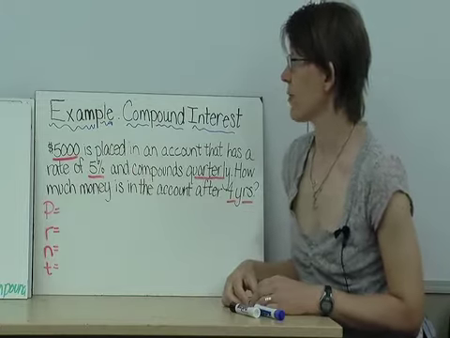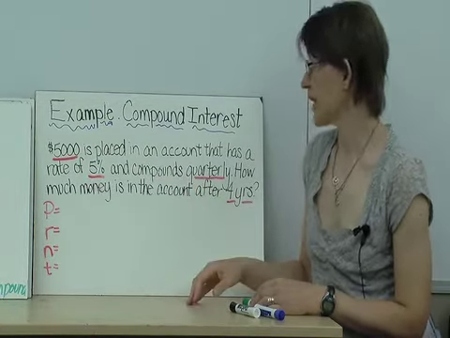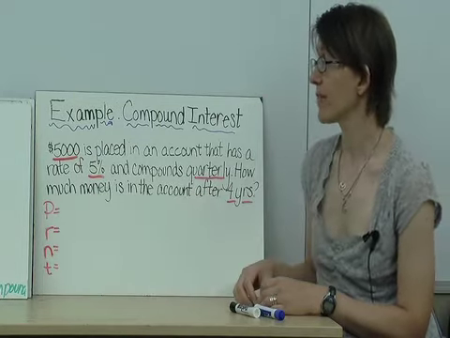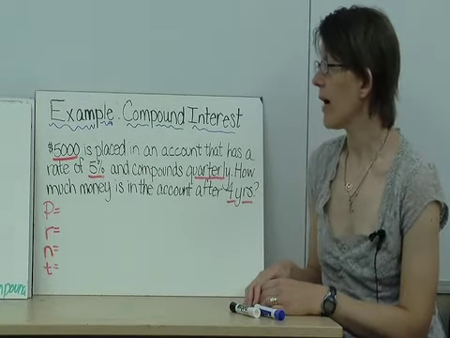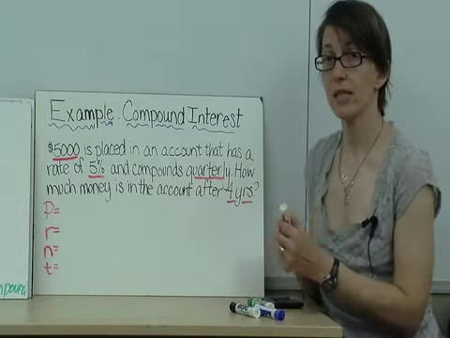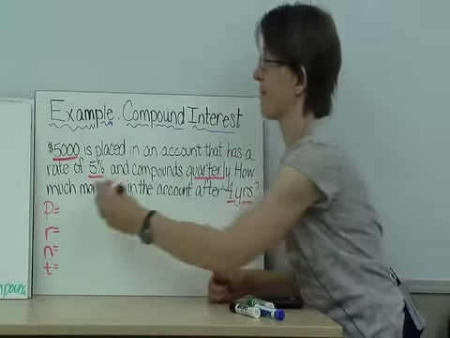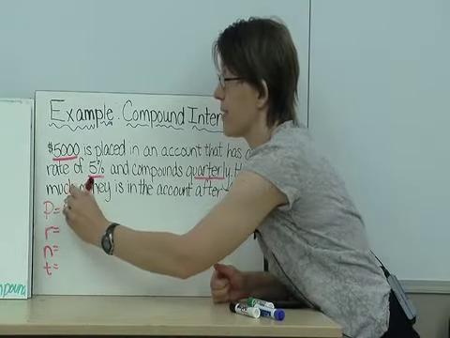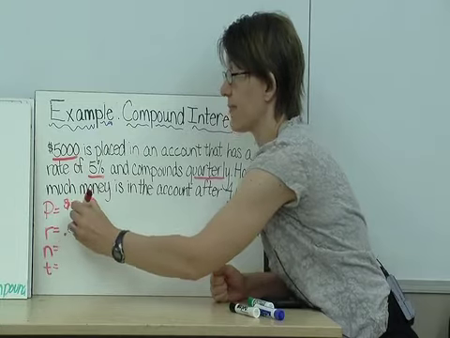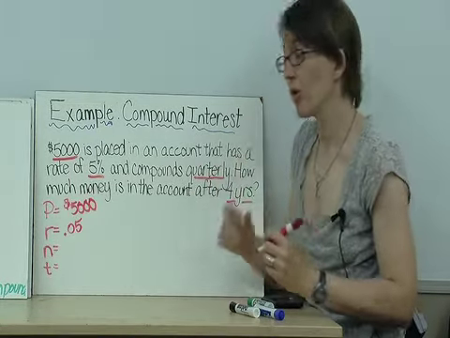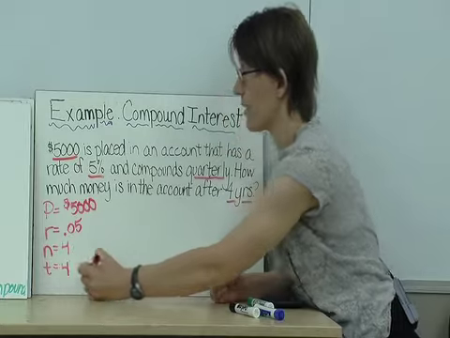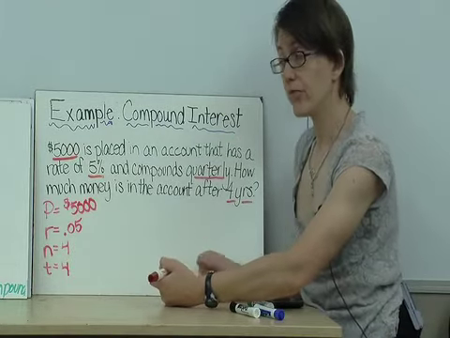So here's our compound interest formula, and I've underlined the critical parts here. $5,000 is placed in an account that has a rate of 5% and compounds quarterly. How much money is in that account after 4 years? I would love to get a rate of 5%. It's not happening right now, sadly, but let's say you could. Well, your principal is $5,000. Your rate is 0.05. Since this is quarterly, there's 4 quarters in a year, so N is 4, and T is 4 as well.